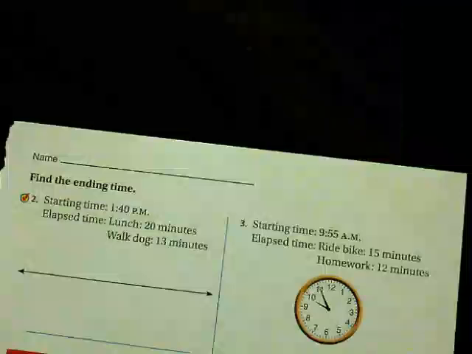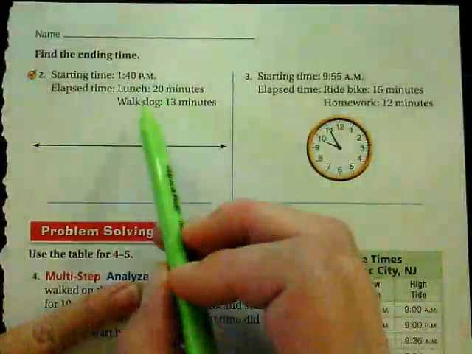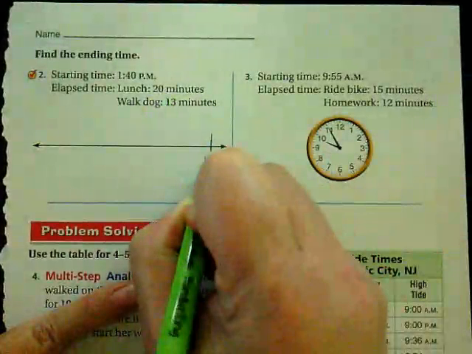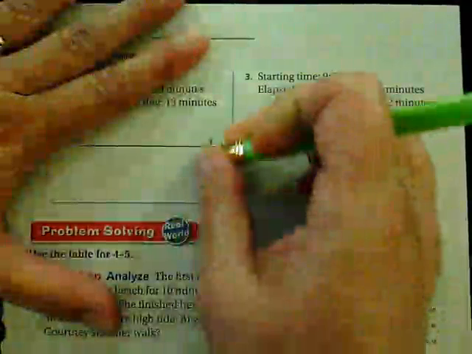All right, let's look at number 2. Starting time is 1:40 p.m. Elapsed time, lunch is 20 minutes, and walking the dog is 13. All right, so 1:40 is my ending time. Oh, starting time. Whew, I'm glad I reread that. That could have been bad.